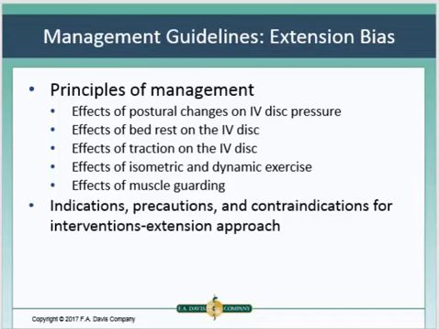Right, indications for using an extension bias is when a patient does better with extension and worse with flexion. These patients typically have pain that goes at least into their buttock, if not down their leg, and occasionally into their foot. Precautions would include any instability, especially if you're going to do end range extension exercises.